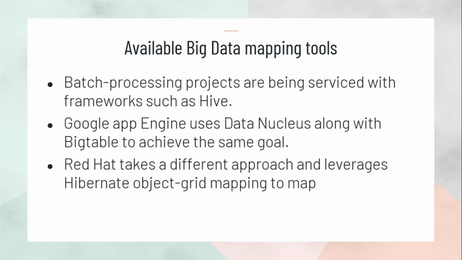The Google App Engine uses DataNucleus along with Bigtable to achieve the same goal. GigaSpaces uses OpenJPA's JPA abstraction combined with an in-memory data grid. Red Hat takes a different approach and leverages Hibernate OGM, object grid mapping, to map big data.